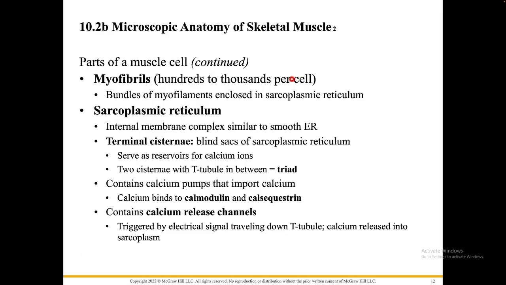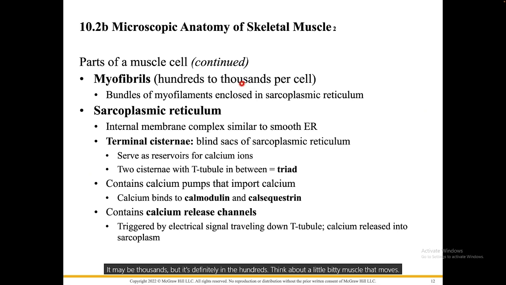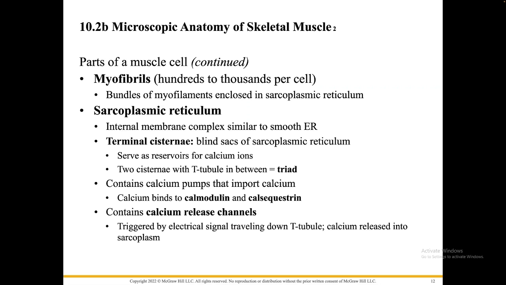A muscle cell, also called a muscle fiber, has lots of those myofibrils. Depending on how big the cell is, depending on really the muscle, it may be thousands, but it's definitely in the hundreds. Think about a little bitty muscle that moves your eyelid. It still has hundreds of myofibrils in each of those muscle cells. Those myofibrils are surrounded by a sarcoplasmic reticulum. Remember, that's like a cell wall. When these myofibrils are bundled together, they're wrapped in this stuff called a sarcoplasmic reticulum.